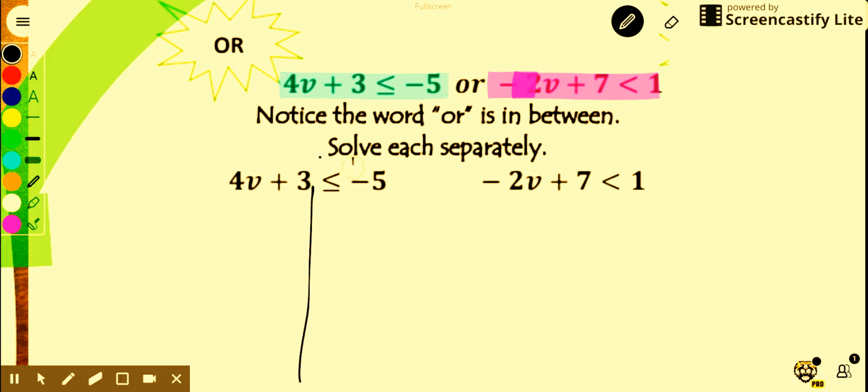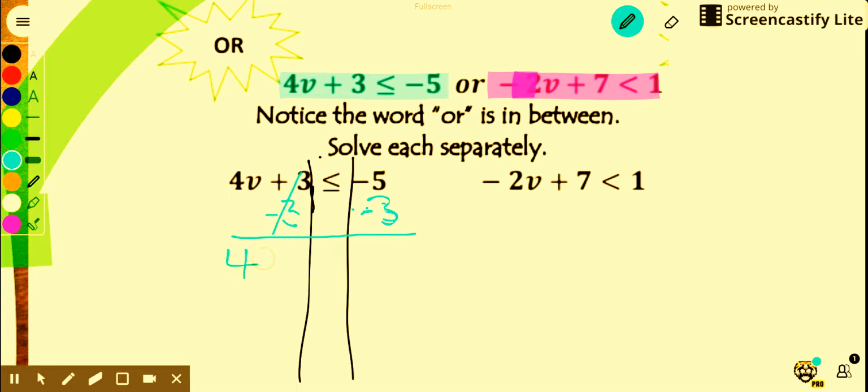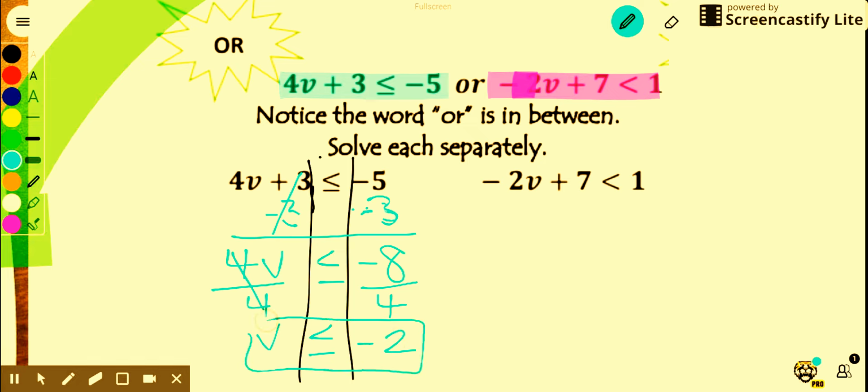So, when I solve this, I'm going to subtract the 3 first. If I do it to one side, I've got to do it to the other. Sorry, it's a new pen. Okay, and that cancels out, so I got 4v is less than or equal to -8. And then I have to get the v by itself, so I'm going to divide by 4. And v is less than or equal to -2. So there's my first inequality solved.